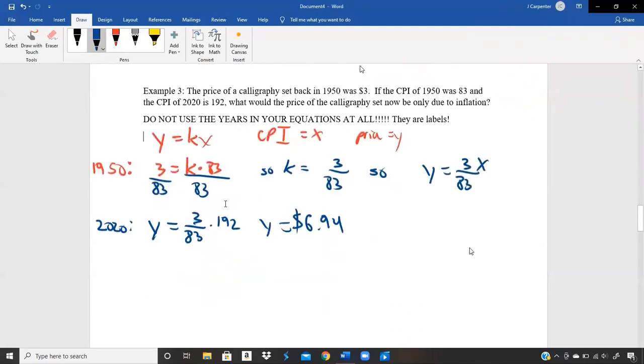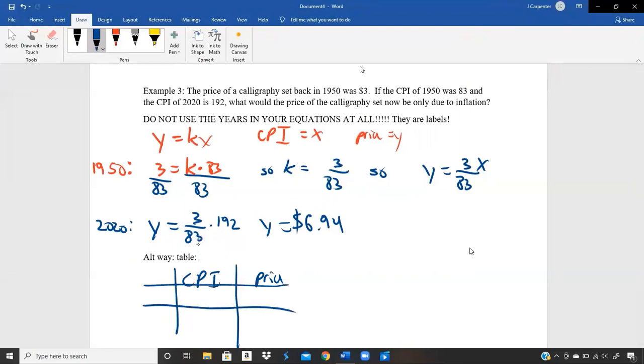Did you have to do this problem that way? Nope. I'm not going to rewrite the question this time because there's no break. The alternate way using the table, here's what you do. You have a column for your CPI, and you have a column for your price. And then your two different rows, if you want to label them, are just the years, 1950 and 2020. Again, don't use those for table calculations. You should not be drawing boxes around that.